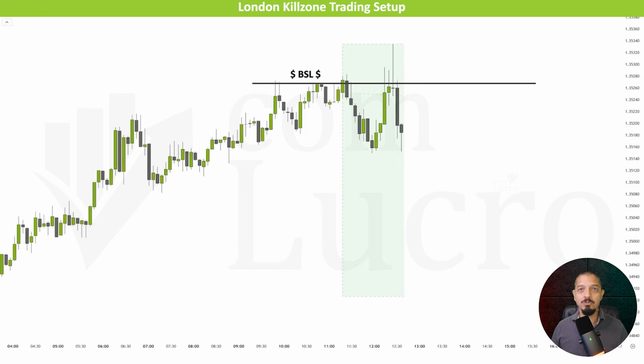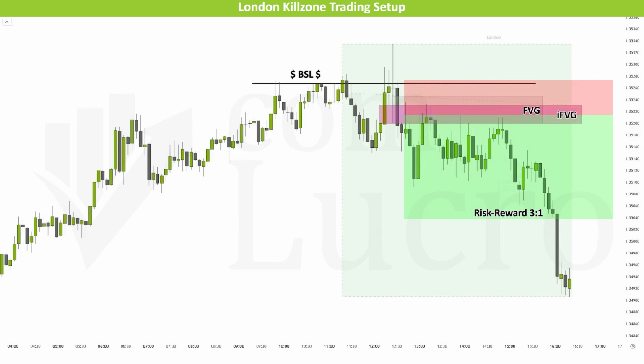So how do we enter this trade? The overlapping area between the fair value gap and the inversion gap creates an ideal zone to look for a short entry.